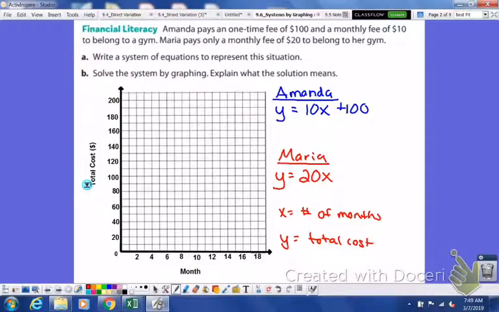Okay, so if we graph these, going back to Amanda first. Her intercept, her beginning, she pays $100 no matter what. And then our slope is 10x. Now notice, each of these boxes is going up by 10, so 10, 20, 10, 20. So if we rise 10 and then run 1, notice these are 1s down at the bottom. So it looks like we're really only going 1, but our slope is actually 10.